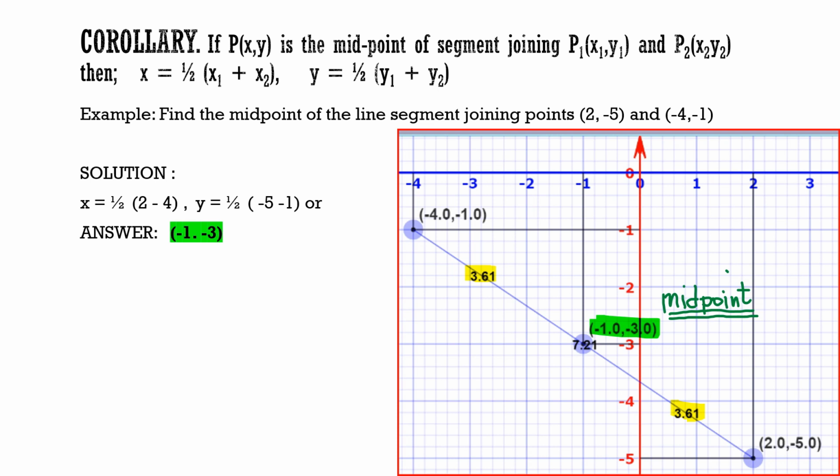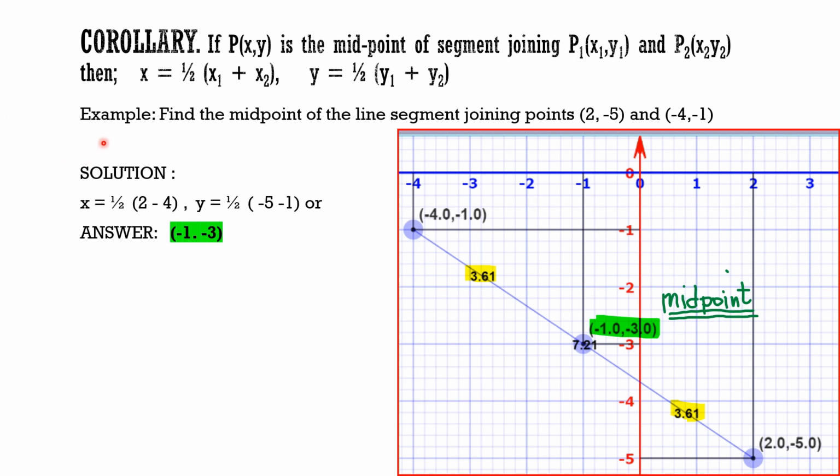We have a corollary to the previous theorem. If P at (x, y) is the midpoint of the segment joining P1 at (x1, y1) and P2 at (x2, y2), then x is equal to 1 half of x sub 1 plus x sub 2, and y is equal to 1 half of y1 plus y sub 2.